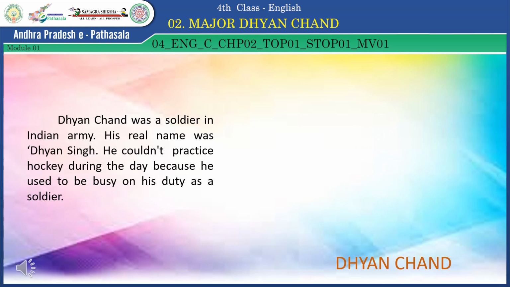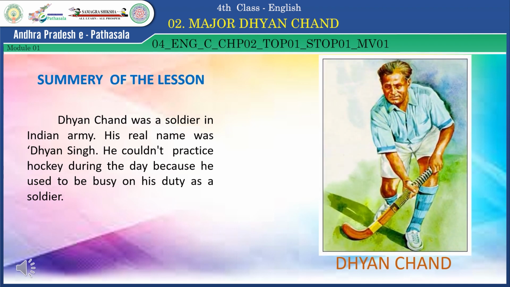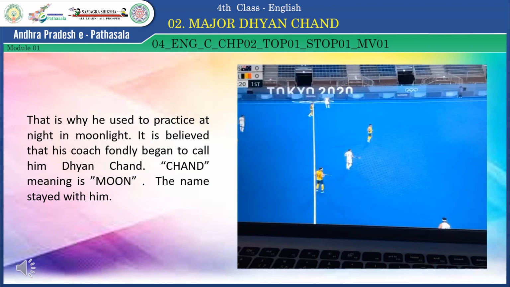Summary of the lesson. Dhyan Chand was a soldier in Indian Army. His real name was Dhyan Singh. He couldn't practice hockey during the day because he used to be busy on his duty as a soldier. That is why he used to practice at night in moonlight. It is believed that his coach fondly began to call him Dhyan Chand. Chand means moon. The name stayed with him.